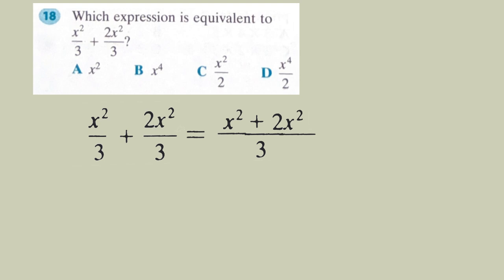If you consider that x squared is the same thing as saying 1x squared, then 1 plus 2 will mean that there are 3x squareds. So we have 3x squared on 3. The 3 can easily be cancelled out. You're left only with x squared, which means that our answer is A.